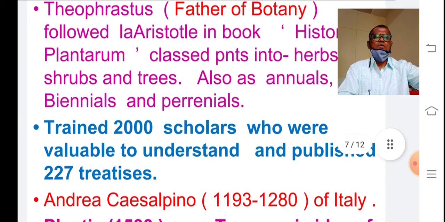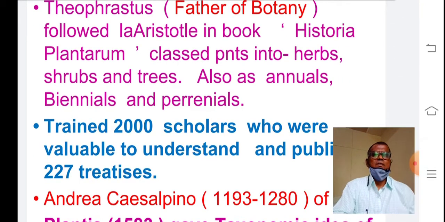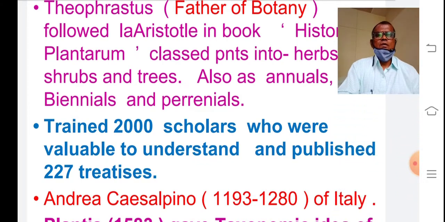Therefore Theophrastus is known as the father of botany, followed by Aristotle in his book Historia Plantarum. Remember this name, Historia Plantarum. It classified plants into herbs, shrubs and trees, and also as annuals, biennials and perennials. This was the first plant classification, and at that time they trained nearly 200 scholars who published 227 treatises. What is a treatise? The first writing is called a treatise.